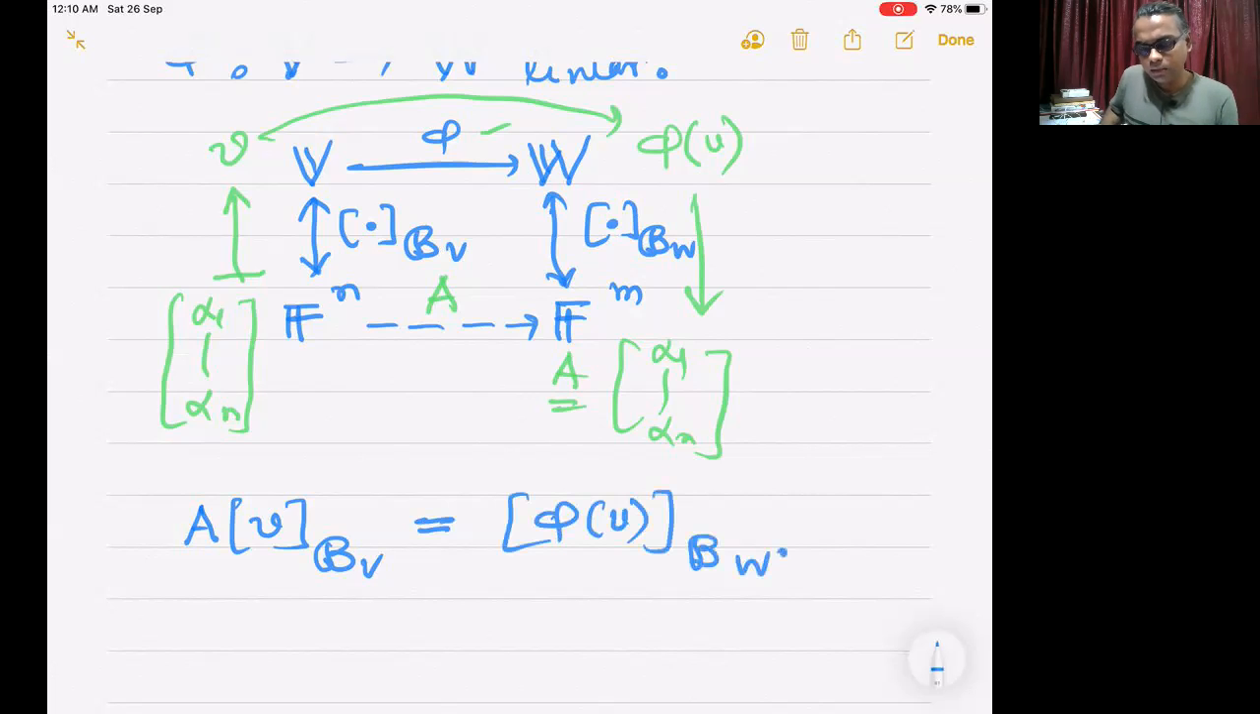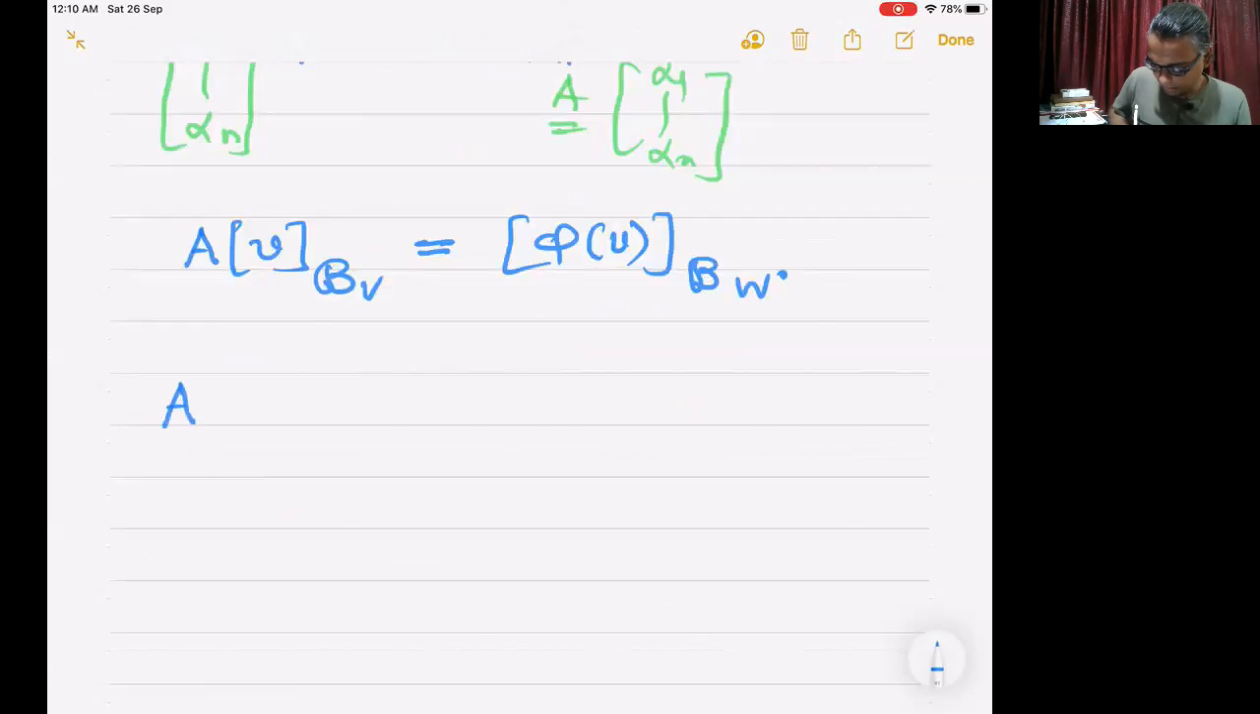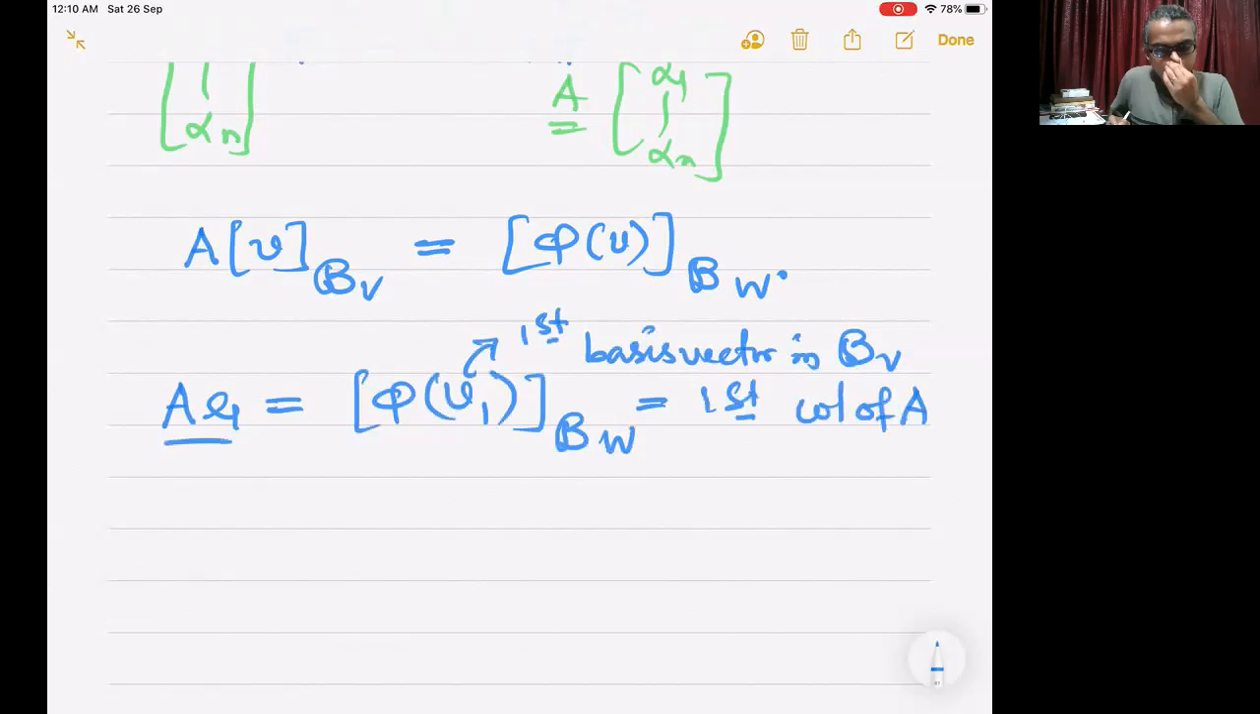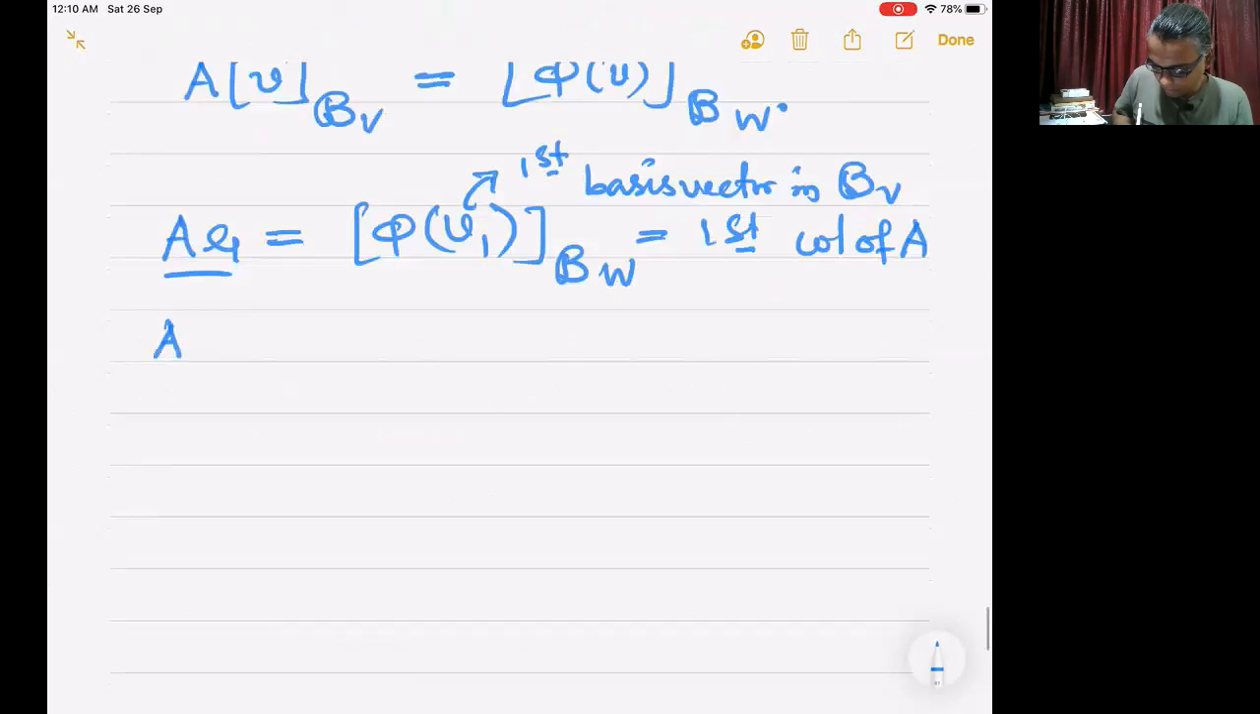And how did we get that A? In fact, using that isomorphism idea, if I follow this commutative diagram, I get that A must satisfy that A e1 must be phi of v1, that is, the first basis vector in BV, its representation in W. This is nothing but the first column of A, because when A multiplies e1, a standard basis vector, it takes out the first column of A. The second column of A, A e2, must be phi of v2, the second basis vector's representation in terms of this basis BW.